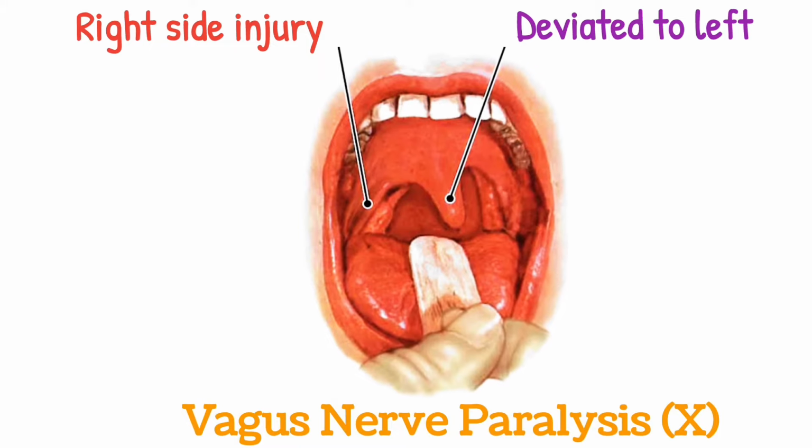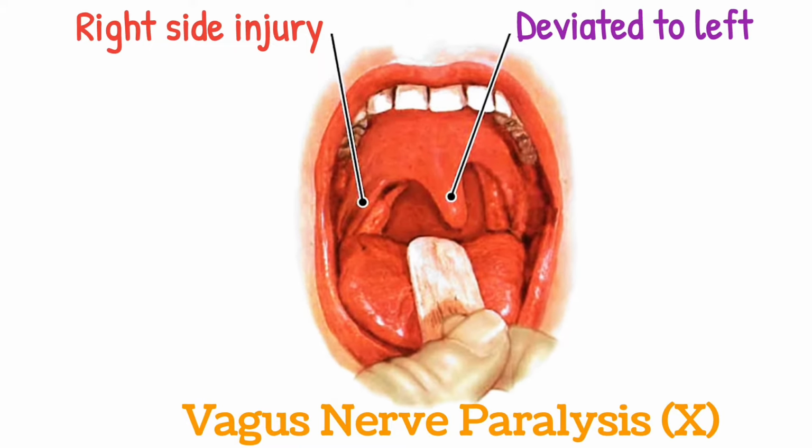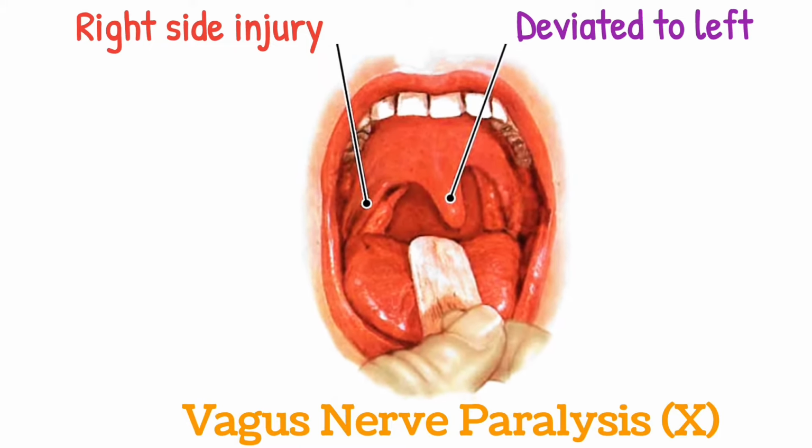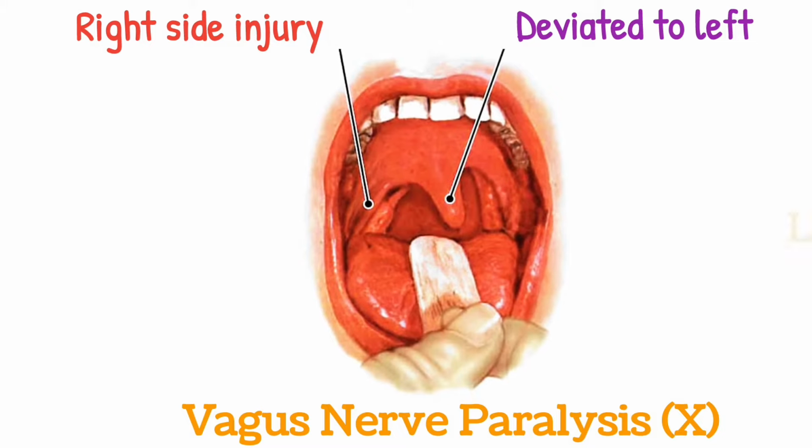Vagus nerve is 10th cranial nerve. It supplies the muscles of soft palate. When it is injured, uvula deviates away from the side of lesion due to pull by healthy muscles. In this picture, you can see the deviation of uvula to left in right vagus nerve injury. Injury and deviation are opposite.